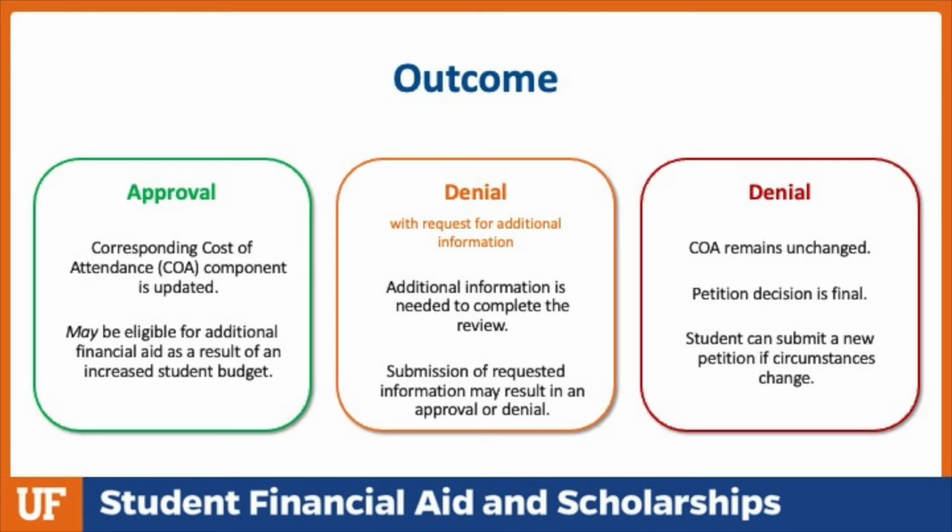After a petition is received and reviewed, there are 3 possible outcomes. The petition may be approved, in which the student's cost of attendance is updated. The petition may require additional information, in which the student will be notified and will have an opportunity to submit documentation for approval or denial. Or the petition is denied, in which case no changes can be made. If, however, a student's circumstances change, a new petition can be submitted.